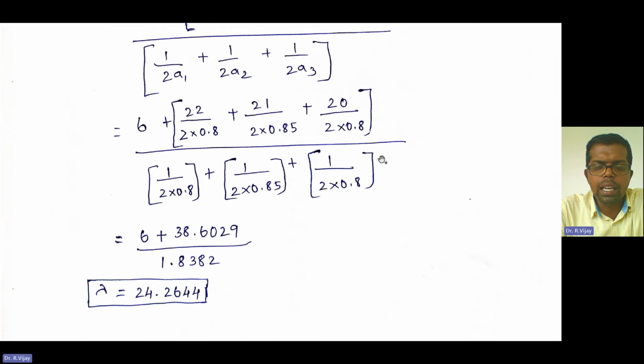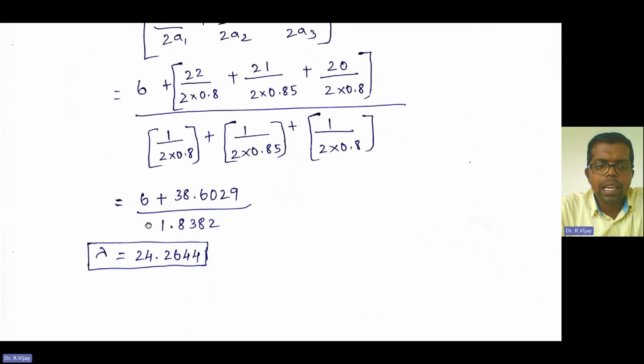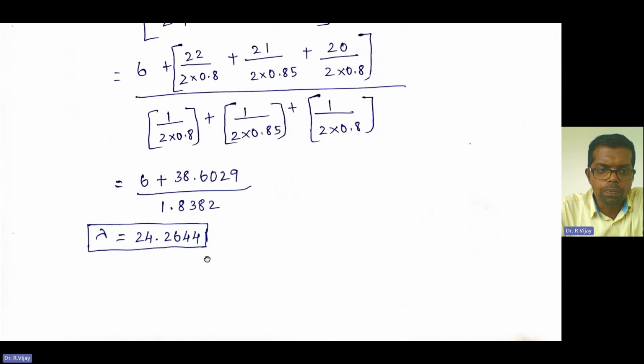Simplify this formulation. If you simplify, you'll get 6 plus 38.6029 divided by 1.8382. As I said before, don't round it off in your scientific calculator. Whatever the values after the decimal, just take 4 digits. I have taken the 4 digits here and calculated lambda is equal to 24.2644.